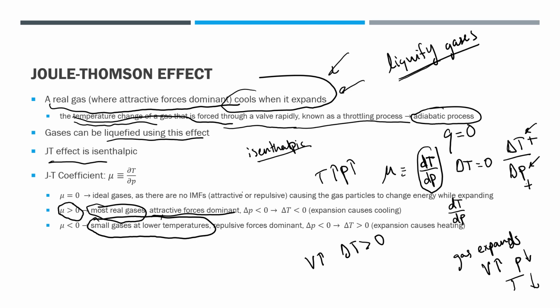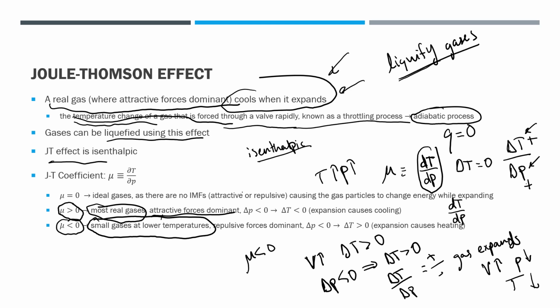So when we have volume increasing, that means that we have pressure decreasing. So the change in pressure is less than 0, which implies that the change in temperature is greater than 0, which means that if I look at delta T over delta P, or dT/dP for our Joule-Thomson coefficient, we have a positive number divided by a negative number. So we have a negative Joule-Thomson coefficient, which is what I've written here.